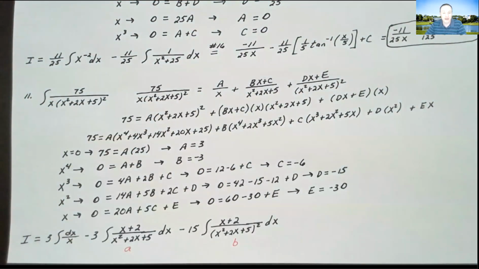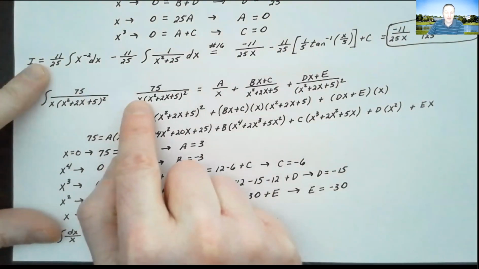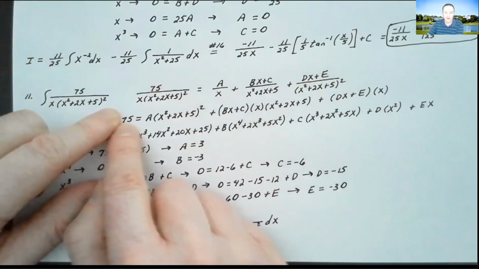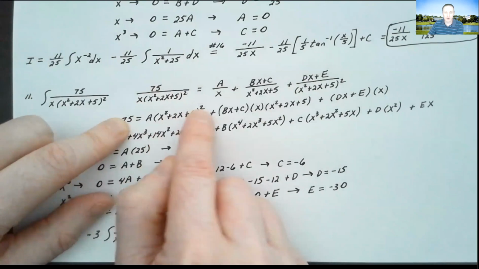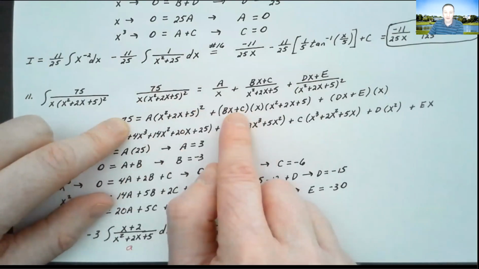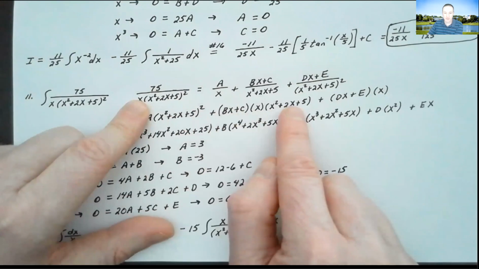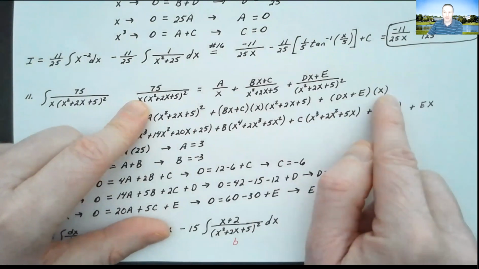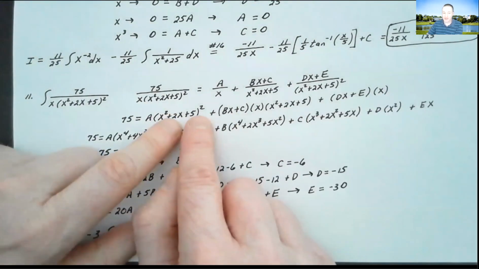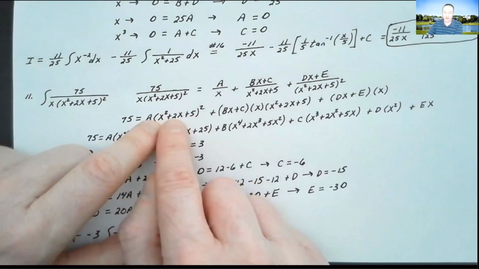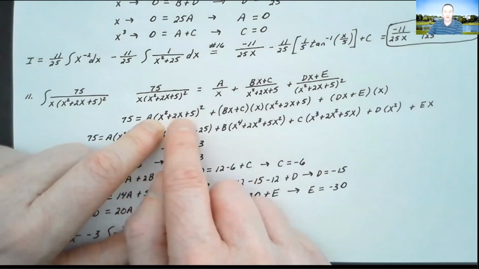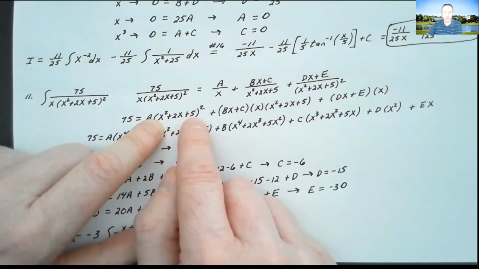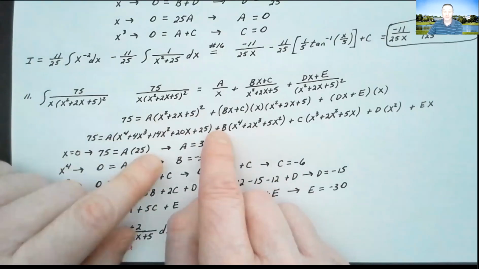Now, as I try to simplify here, I'm multiplying by the least common denominator throughout the entire equation. On the left-hand side, I just have 75. I'll have A times that irreducible quadratic factor squared. I'll have Bx plus C times x times the irreducible quadratic, plus Dx plus E, simply just times x. To simplify this, I went out and distributed x squared plus 2x plus 5 times x squared plus 2x plus 5. I did it on another sheet of paper so as not to make this problem even longer.